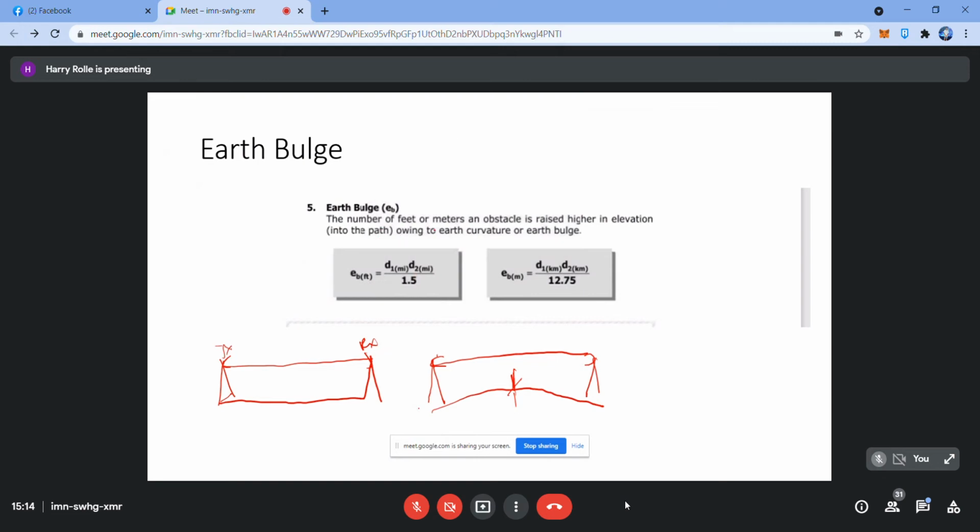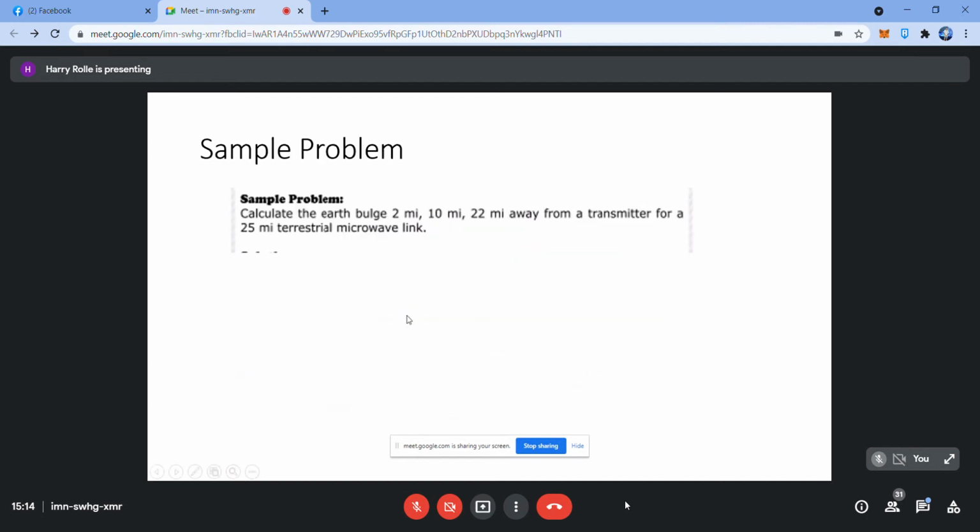It is the number of feet or meters an obstacle is raised higher in elevation onto the path owing to the Earth's curvature, the Earth bulge. So we have two different formulas. If you are going to use feet as your unit, we have D1 multiplied by D2, all over 1.5.